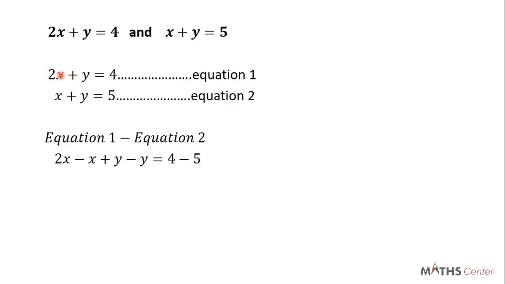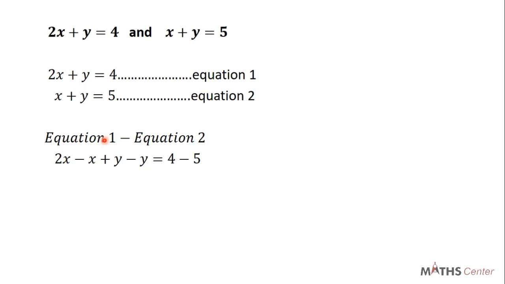So we take the first part, 2x, we subtract the first part from it, so minus x. You come to the second part, which is plus y. We subtract the second part, which is y, from it, so minus y. Then we have our equal to sign there. We take the last part, which is 4. We subtract the last part of equation 2, which is 5, from it. So 2x minus x, y minus y, 4 minus 5. I hope that is clear.